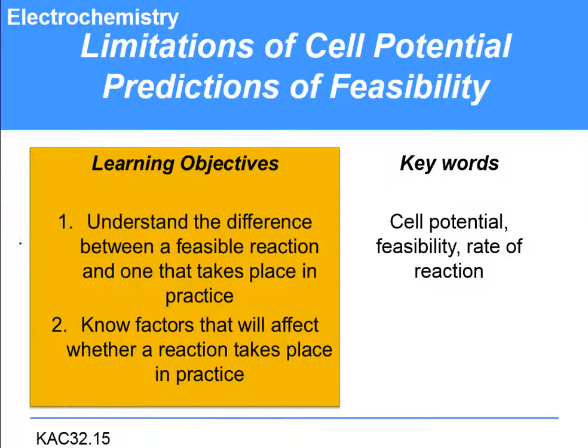Welcome to this video in the electrochemistry topic, looking at the limitations of cell potential predictions of reaction feasibility. What we really want to try and understand in this video is the difference between a feasible reaction and one that actually takes place in practice. And then we want to know the factors that are actually going to affect whether a reaction takes place in practice and when our predictions that it will are likely to be subject to errors.